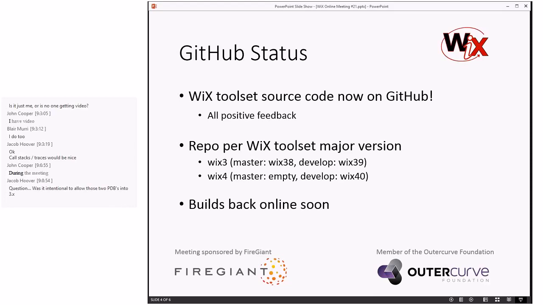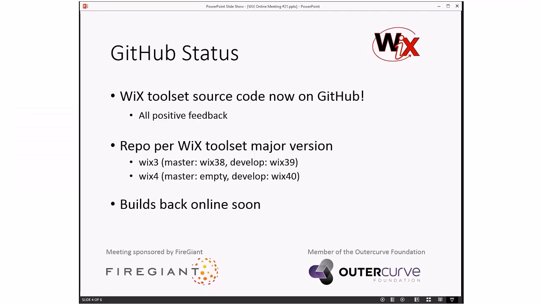So GitHub status, like I said, we're now on GitHub as we've been discussing for the last, I don't know, is it 2 months, month and a half, something like that. So far, everybody seems to be really happy with it. I know that I am really happy with the layout, especially this repo per Wix toolset major version. It makes it very easy. You enlist in this one branch and boom, you're right in the right spot, the develop branch for whatever we're doing for that place. So I've been really happy with the way that that's been coming together.